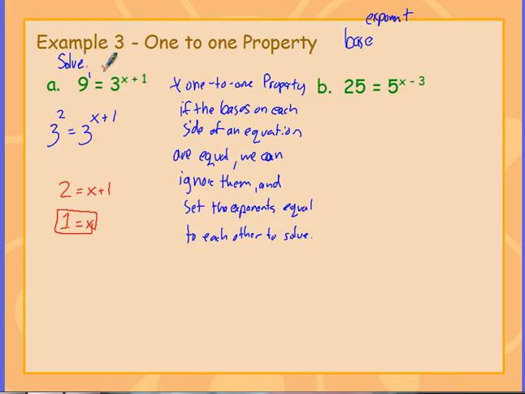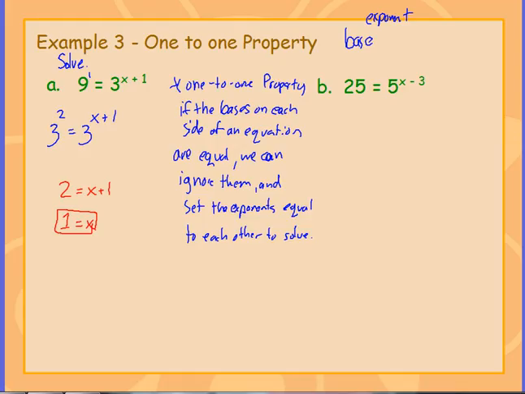But again, it only applied when I was able to rewrite it in the same base. It can only work if the bases can be equal. Does everybody got that? Okay, do me a favor. Why don't y'all try B on your own real quick? Try using the same kind of concept. I'll give you a couple minutes to try that.